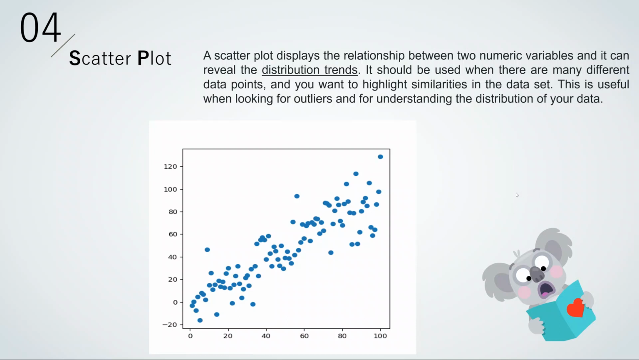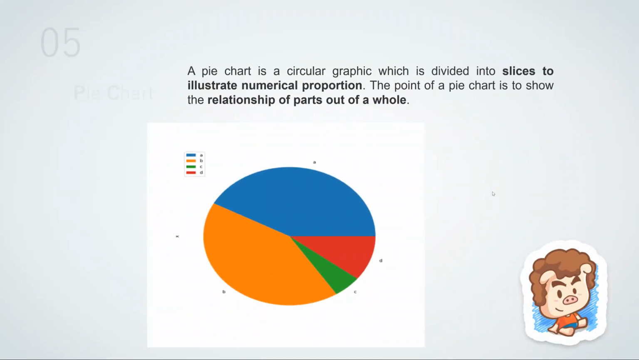Okay, next, let's get to our final chart, which is the pie chart. So what is a pie chart? A pie chart is a circular graphic which is divided into slices to illustrate numerical proportion. It is called a pie chart because its shape looks like a pie.